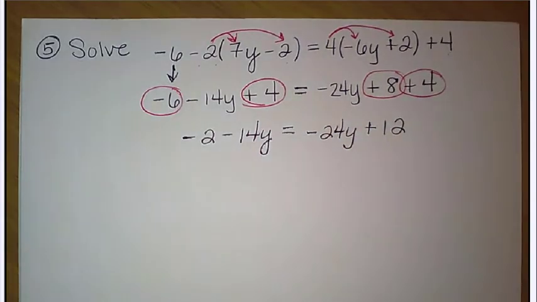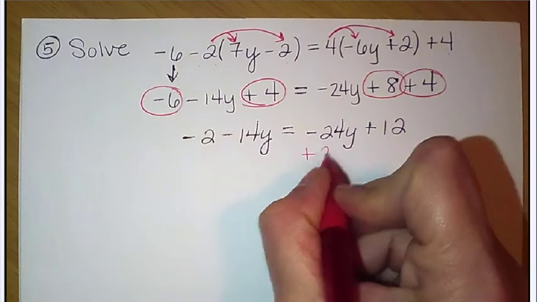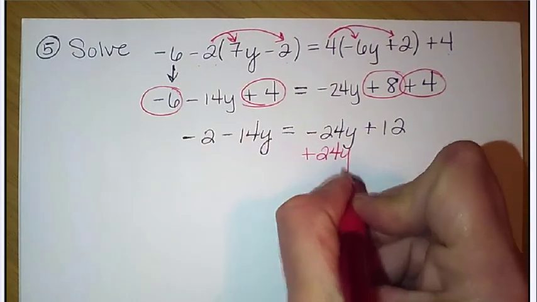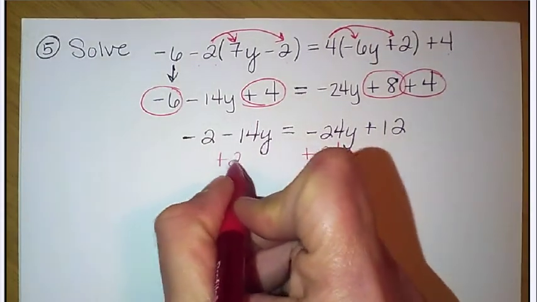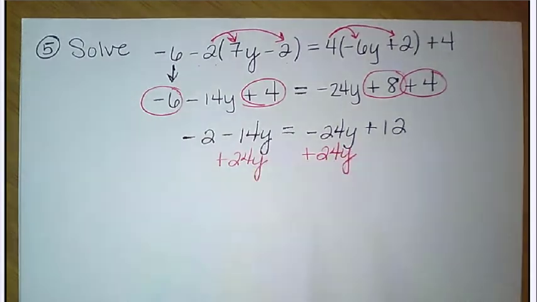Okay, so we've distributed our parentheses, we've combined our like terms. So now we're going to start moving our variables around. And again, we can choose that we want to move the negative 24y over to the left-hand side so that all of our variables are on the left. It's whatever makes you happy. So just decide which one you want to move. Here, let's go ahead and move that 24. Since it's a negative 24, we're going to add 24y to both sides.